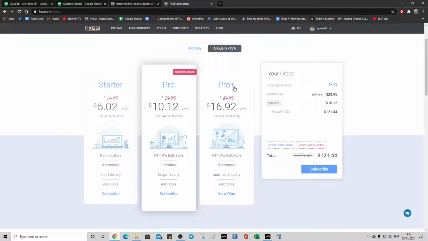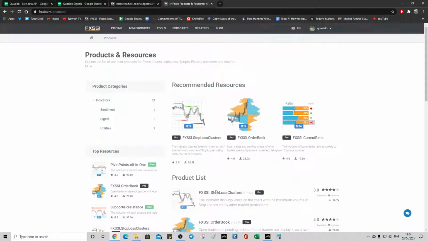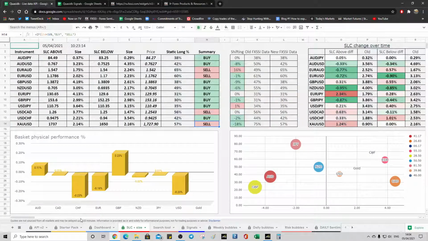And with the Pro Plus or the Pro license, you'll get access to the stop loss clusters, which are so powerful that not having them would just be ridiculous. And so how do we use the stop loss clusters? Well, we can use them for target areas, because this is where the retail guys have got their stops.